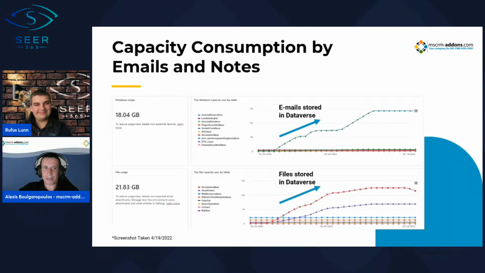We have here a capacity consumption example. So that's how it looks when the data comes into Dataverse. It's an older screenshot, but it looks similar. You have in the database capacity the email store in Dataverse, which is basically the activity pointer base, and in the file storage you have the annotation base and the attachments, and those capacities are continuously growing.